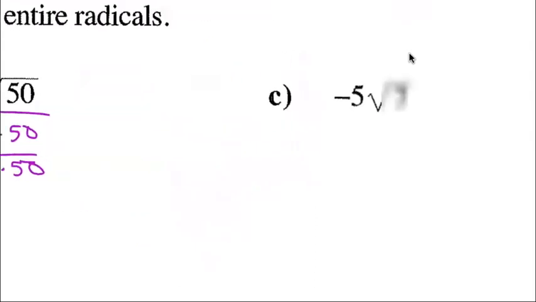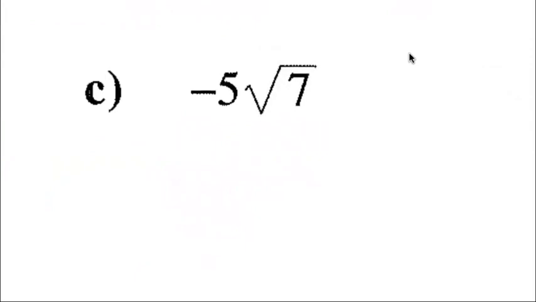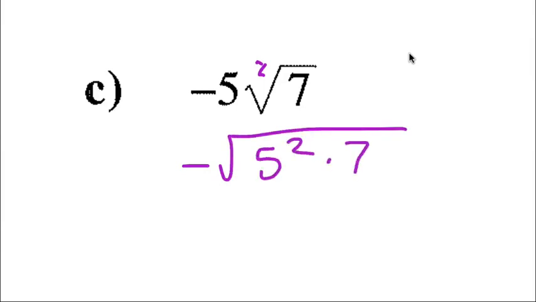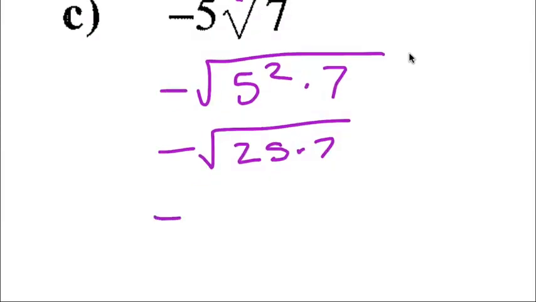Question C. Negative 5 times square root 7. So this is where you have to remember, this is an even root. So no matter what I do, this negative has to stay outside my root sign because I can't have that negative go into my root sign. So it always has to stay on the outside if this is an even root. 5 squared is on the inside, times 7. 5 squared is 25, times 7. 25 times 7, 175.